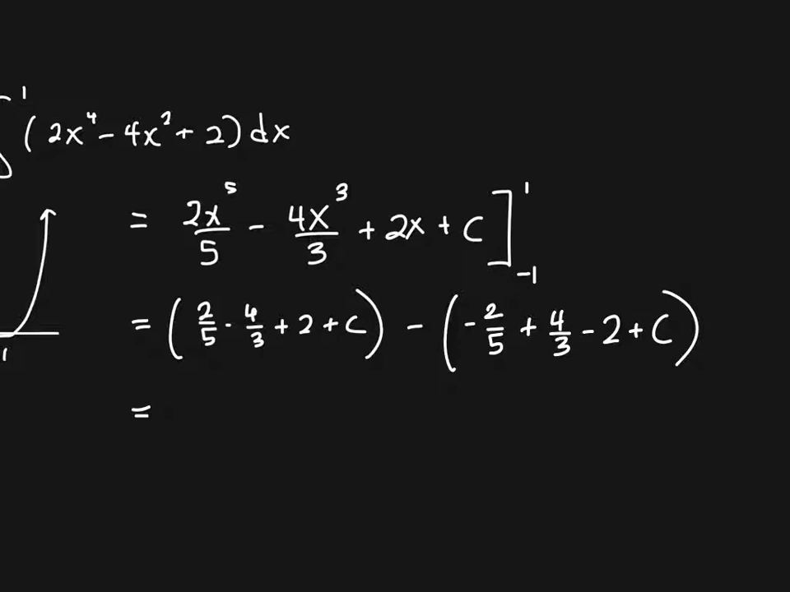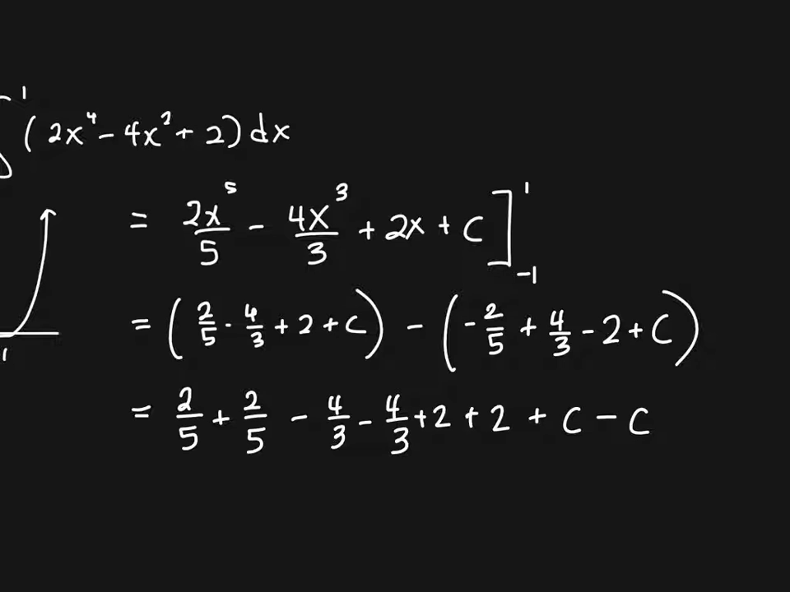I like to group my fractions together. So I'm going to have 2/5 plus 2/5. That's a 2/5 from the front set of parentheses, and then minus the -2/5 from the second one. So I like to clump those together. And then I'll have -4/3 minus another 4/3. Okay, that's the -4/3 from the first parenthesis minus the second one. And then I'll have 2 plus 2 plus 2. And then I'll have the plus c, and then I'll have the minus c.